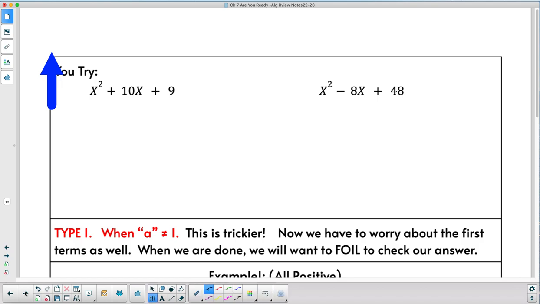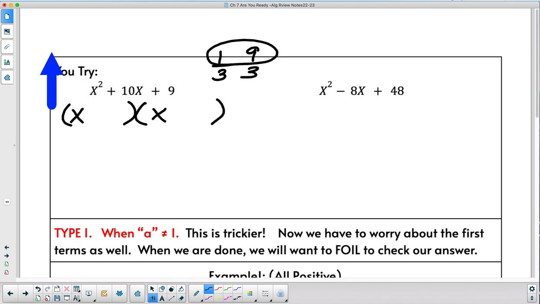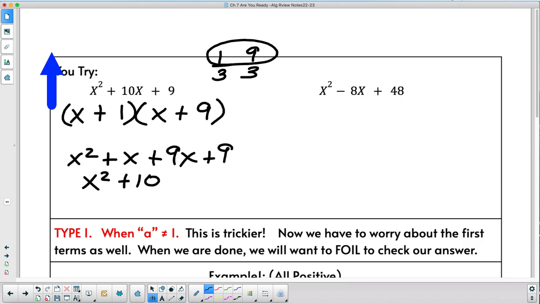Okay, we're back. And keep in mind, 9 is 1 times 9 and 3 times 3. The only combination that adds to 10 is 1 and 9. So I've got x, and I've got 9 and 1, or 1 and 9. I could put them in either order. Again, I'm just going to check my work. x squared plus x plus 9x plus 9. Well, gosh, that's going to be x squared plus 10x plus 9. I've checked my work. Now, do the other one. If you haven't, shut me off and go ahead and do it.